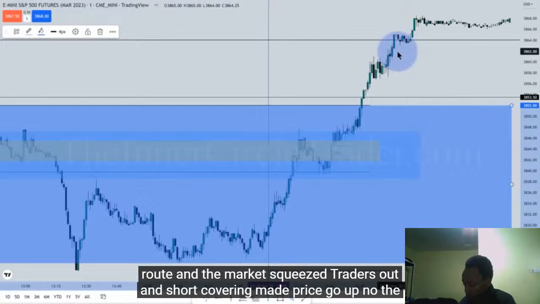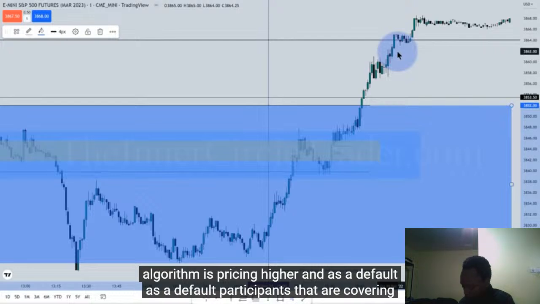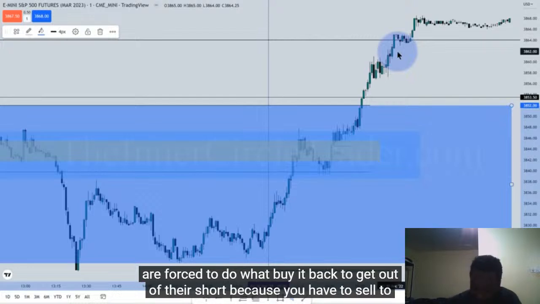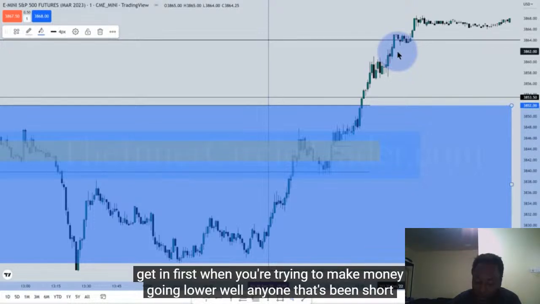No, the algorithm is pricing higher, and as a default, participants that are covering are forced to do what? Buy it back to get out of their short, because you have to sell it to get in first when you're trying to make it go lower.